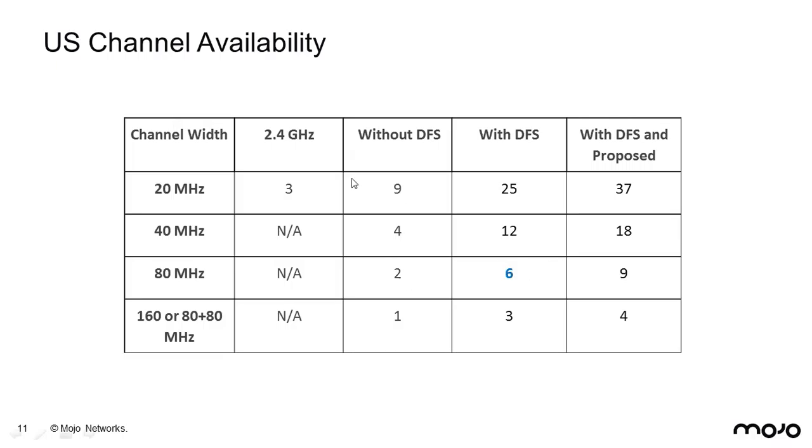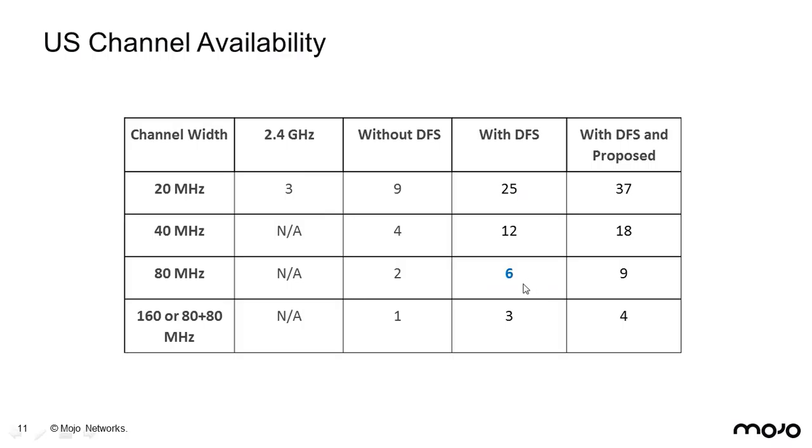So in summary, in the US anyways, 2.4 gigahertz is of course 3 channels, for instance 1, 6, 11. And then if we look at 5 gigahertz without DFS, we're looking at 20 megahertz channels, and with DFS 25, and then with the proposed 37. So even without the proposed, if we look at the number of 80 megahertz channels, we're looking at 6. Now, we've been designing wireless networks for many years with 3 channels, 20 megahertz channels. We can definitely design networks with 6 80 megahertz channels, and they'll work quite well.